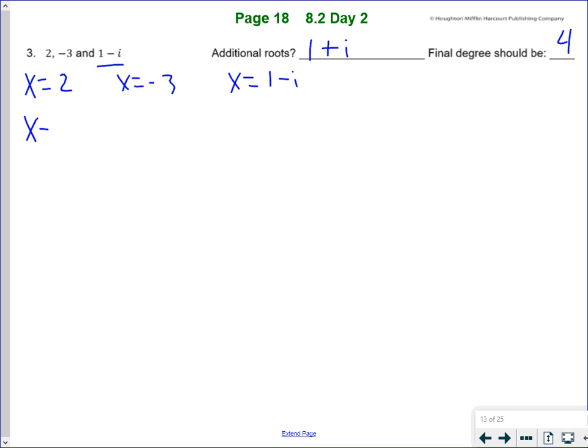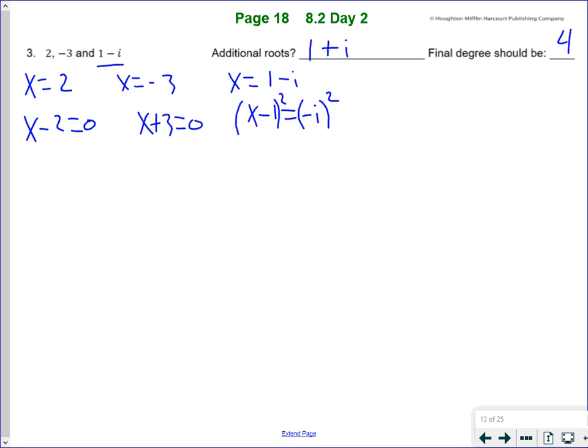So we're going to solve the first two for 0. X minus 2 equals 0, and x plus 3 equals 0. And now for x equals 1 minus i, we have a conjugate pair. We want to square it. But before we actually square it, I want to make my life a little easier and isolate the imaginary term. So I'm going to subtract the 1 over first. So I have x minus 1 equals -i. And now I'm going to get rid of that i by squaring everything.